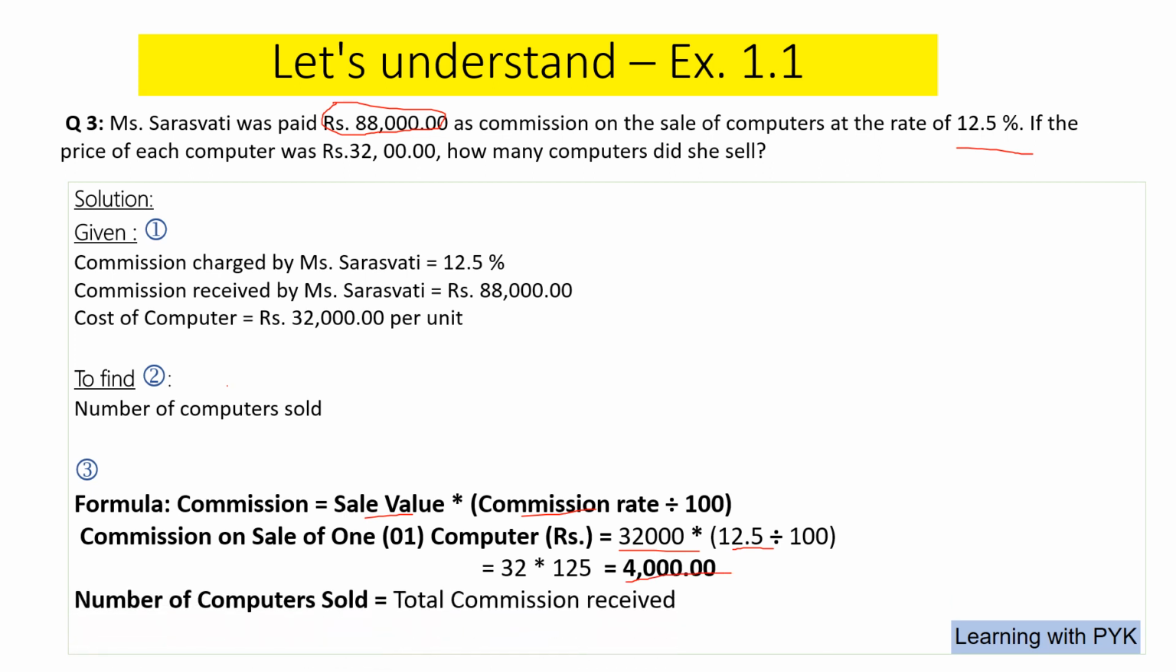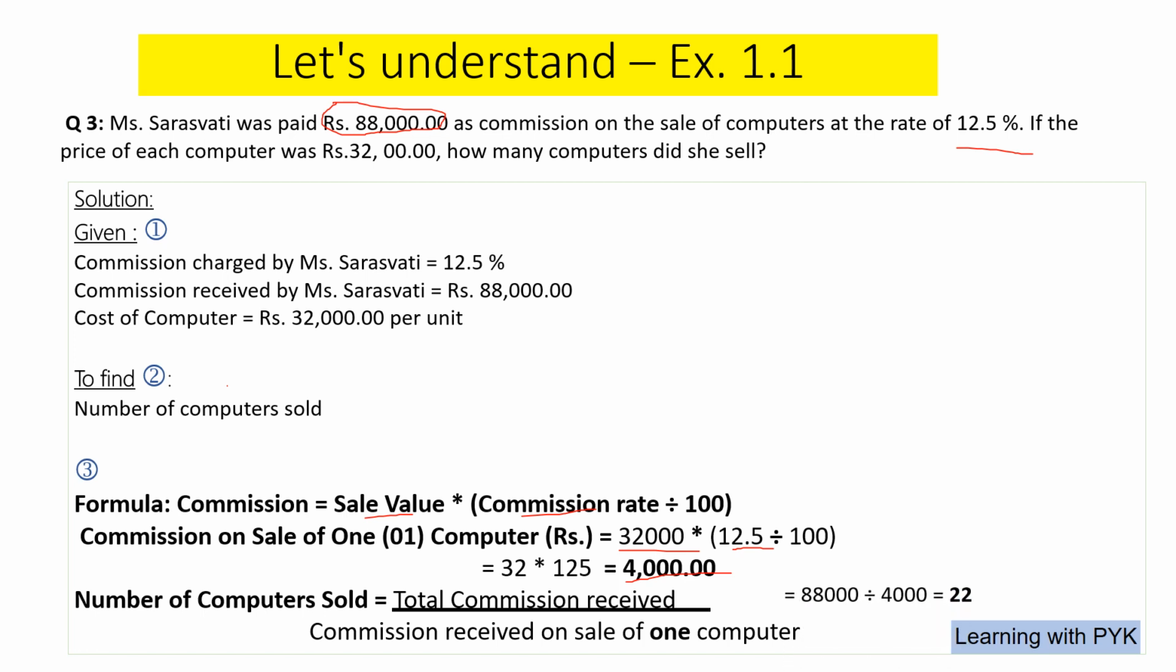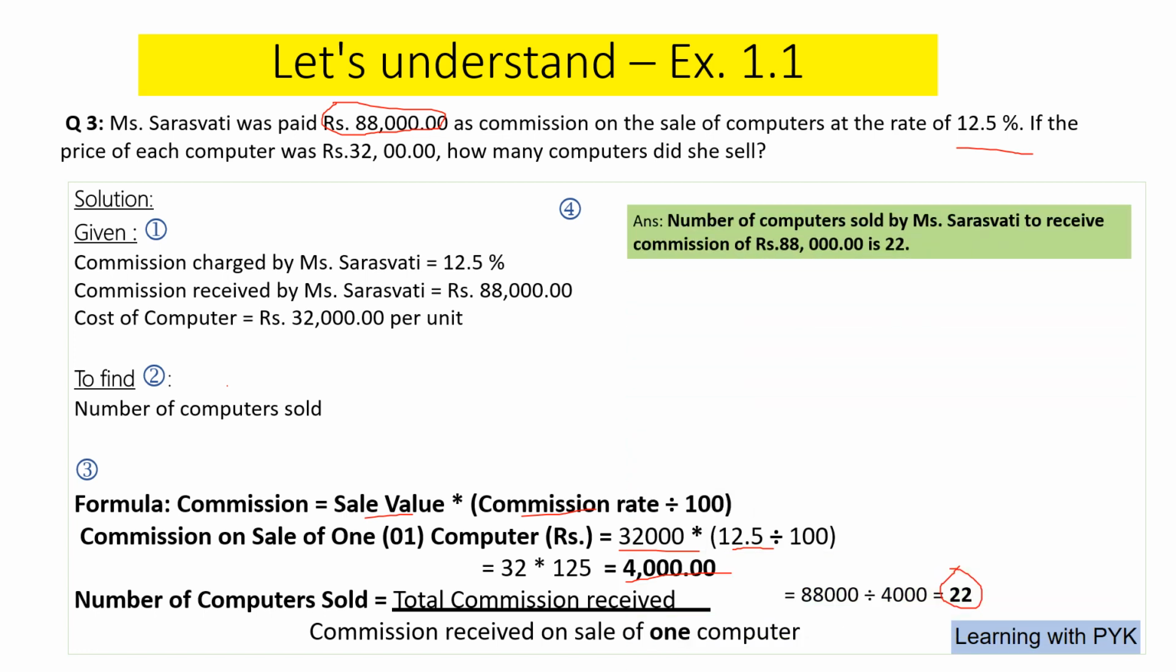So the number of computers sold will be the total commission received divided by the commission received on the sale of one computer, which comes out to be 88,000 divided by 4,000, that is 22. So in order to gain the commission of 88,000, she has to sell 22 computers.